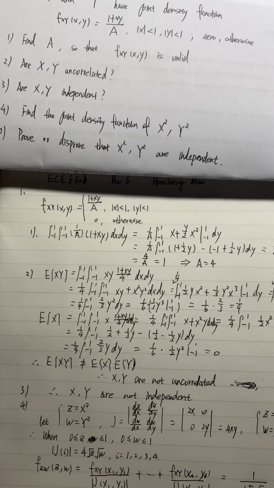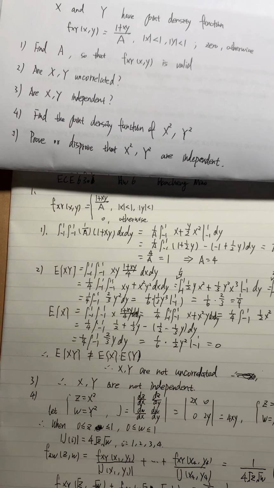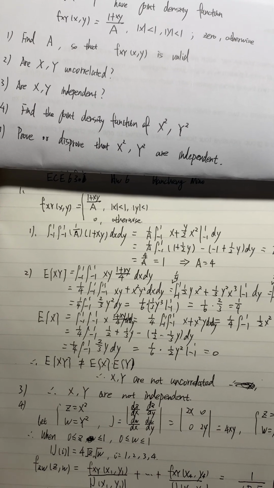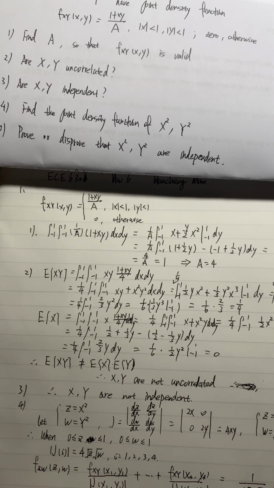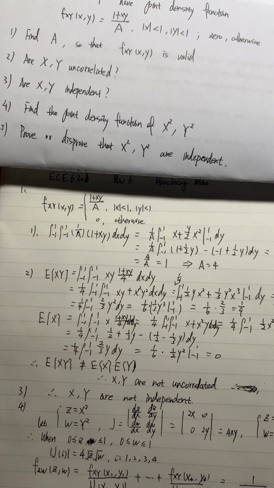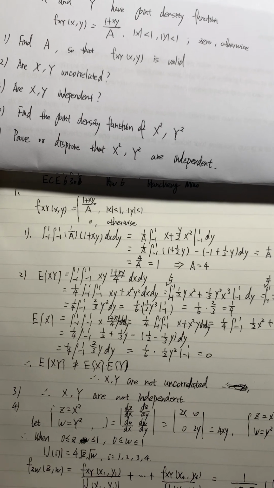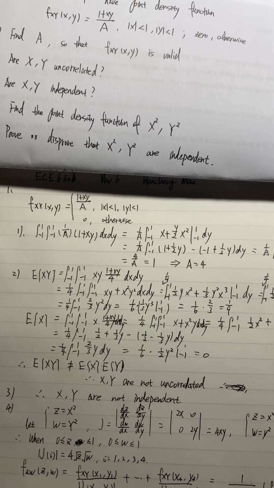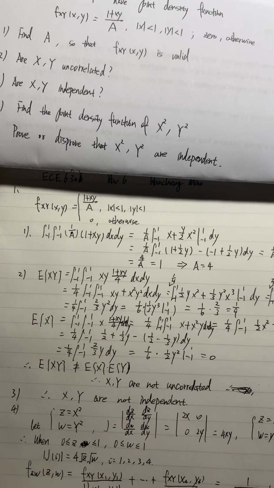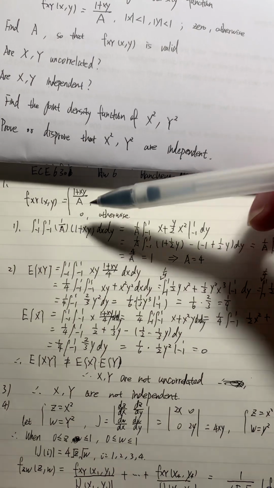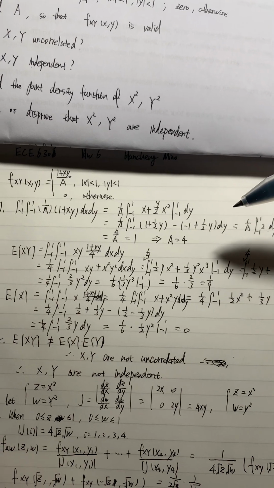If the joint density function is valid, the integral of the function should be equal to 1. Since the absolute values of x and y are smaller than 1, the integral interval is from -1 to 1, and since the integral of 0 is 0, we only need to consider the integral from -1 to 1. So the integral of f(x,y) from -1 to 1 is equal to 4 over a. So 4 over a should be equal to 1, so a is equal to 4.